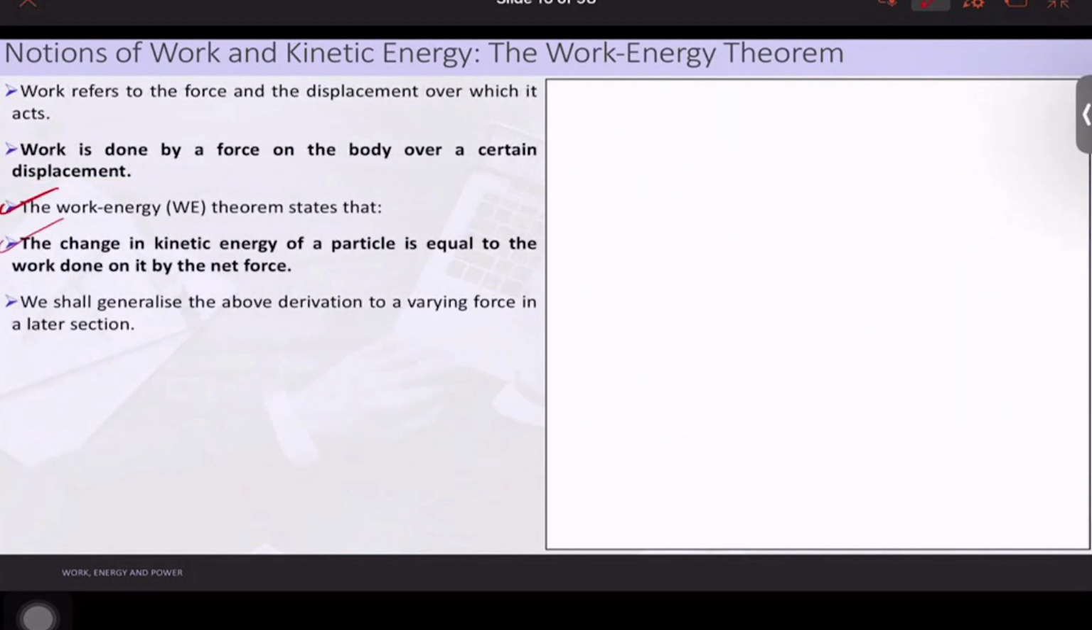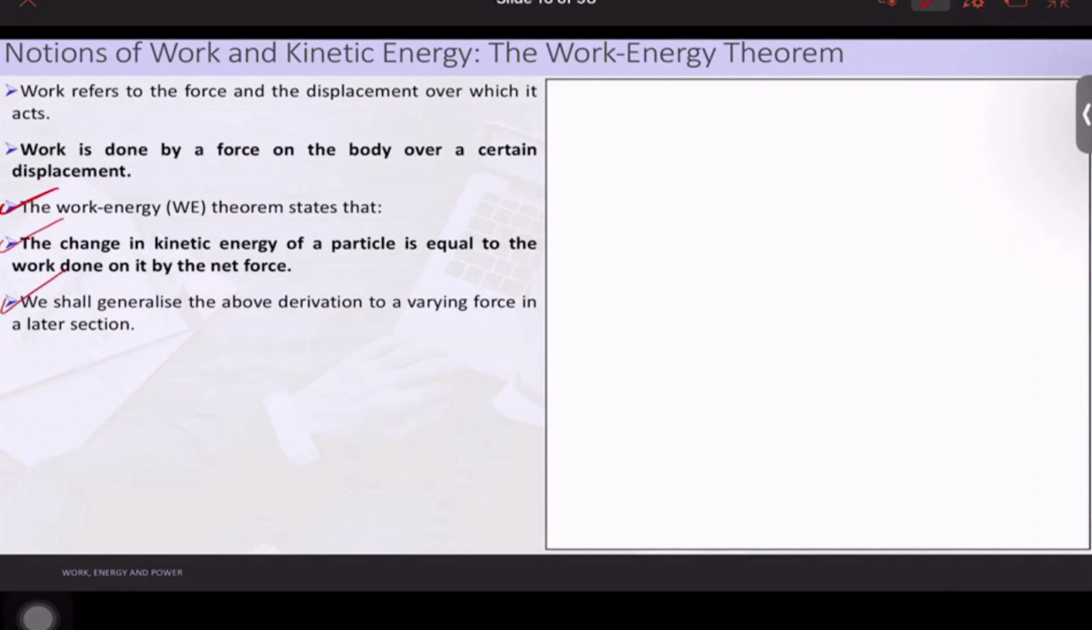Okay. So we shall generalize the above derivation to a varying force in a later section. Here the force was considered to be constant throughout. Let us understand in the later sections what will happen when the force is varying. Basically, when the force is varying, we will divide it into very small intervals and understand what is happening. Only differential calculus would be used, nothing very typical or complex. A simple use of differential calculus will make us understand this varying force concept also.